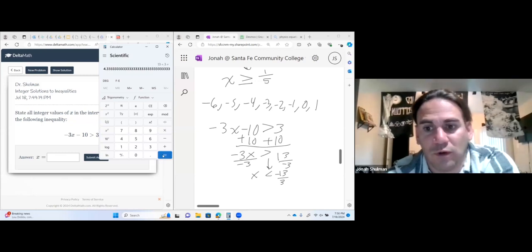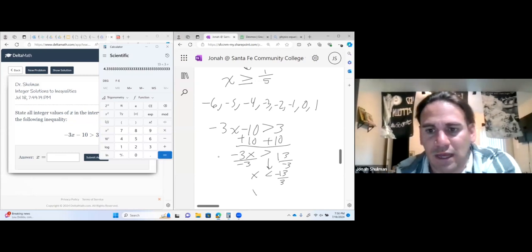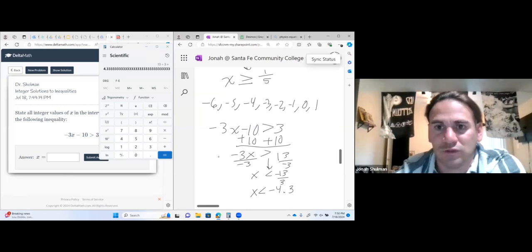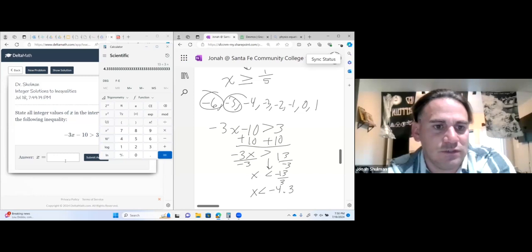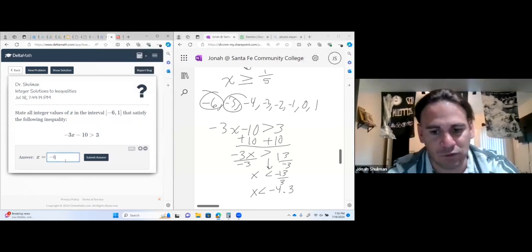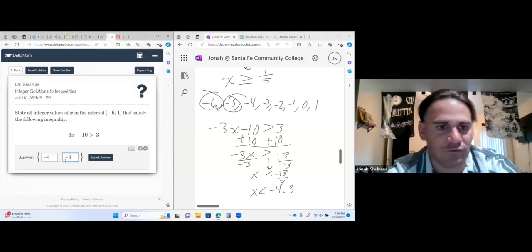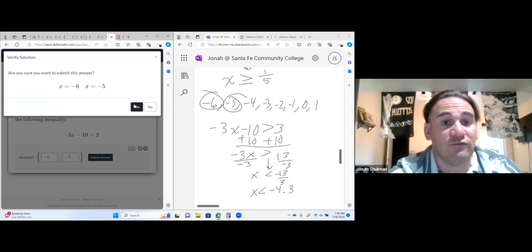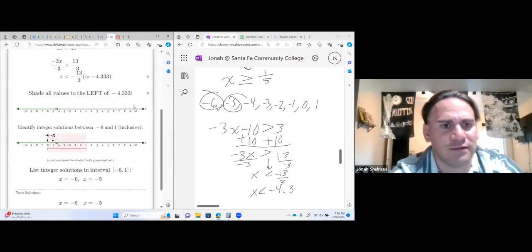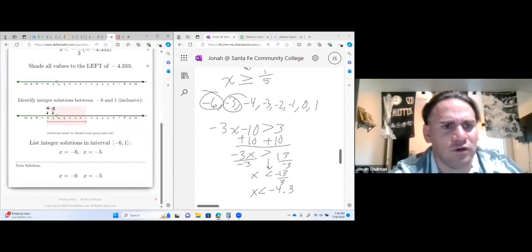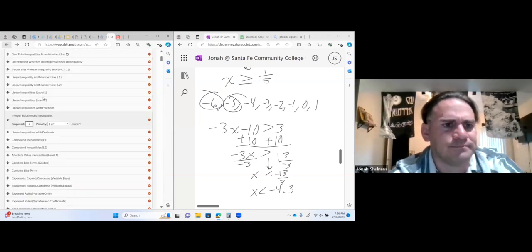That's 4.3333, so x is less than -4.3. Which ones are less than that? -5 and -6. That's what it is. -6 works, and -5 works. We could have more, but that's all that works for this one. Beautiful. I love the picture.